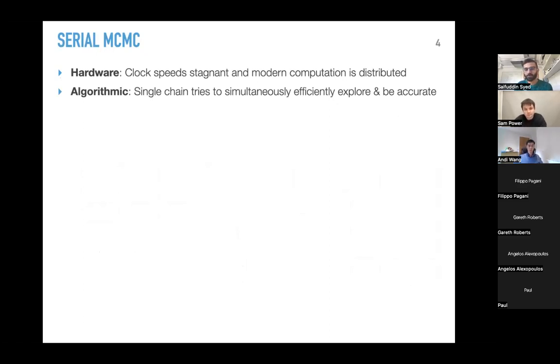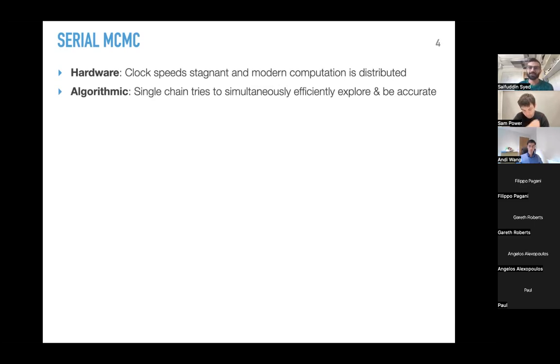So hardware advancements in the last decade or so have not been coming from increased clock speeds. They've been coming from distributed computing. MCMC inherently is a very serial algorithm. It's hard to parallelize in general.